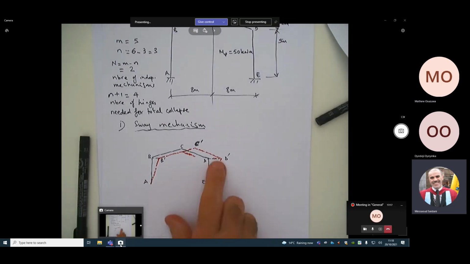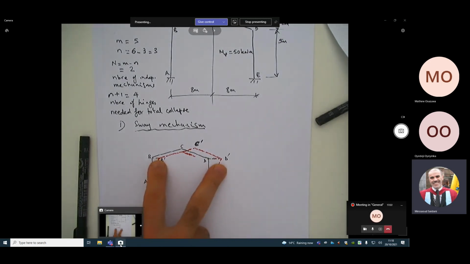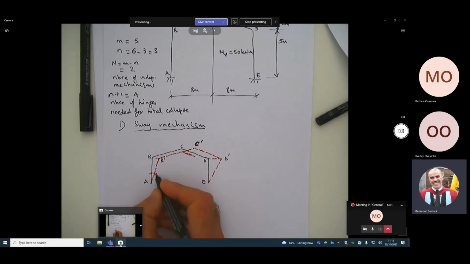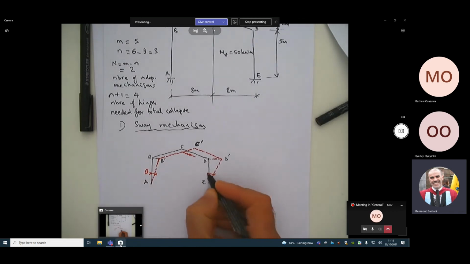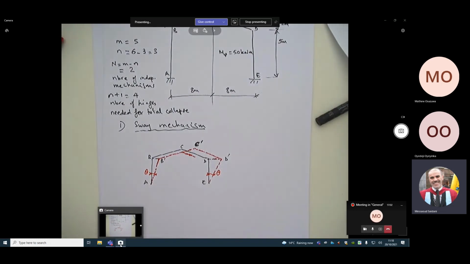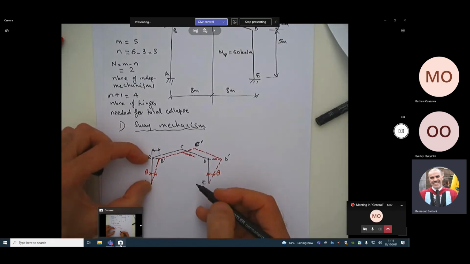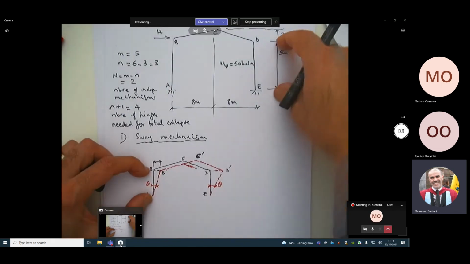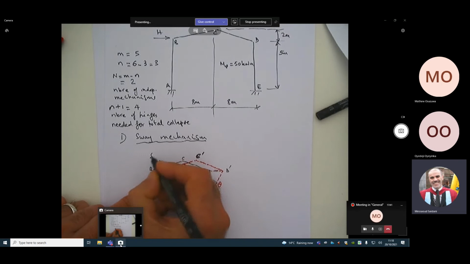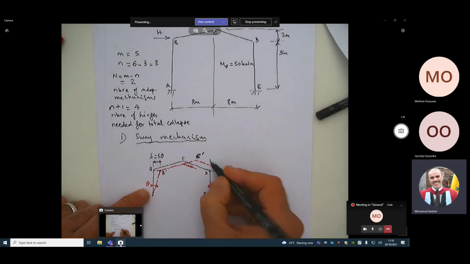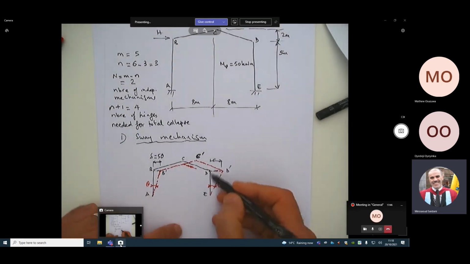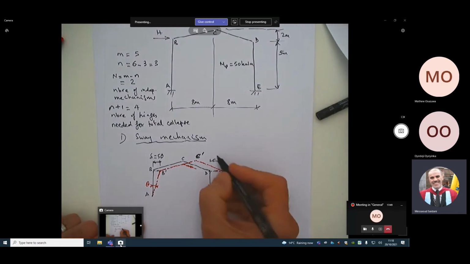My drawing is not very good because these two should be the same. The displacement here must be the same because we have symmetry. If the angle here is theta, then the angle at the other side is also theta. And therefore this displacement here is the height, 5 theta. It's the same here, 5 theta, because this column has the same height. We have symmetry, so this is also 5 theta.